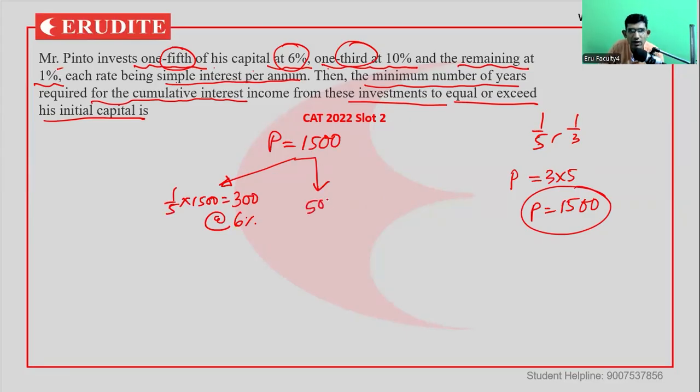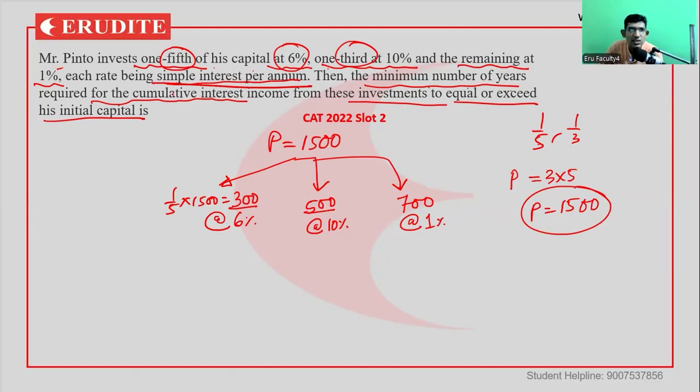1/3 of 1500 is 500. That is at 10% interest. And the remaining, what is the remaining? 300 plus 500 is 800. So remaining is 700. Now that is kept at 1%. And all are simple interest.